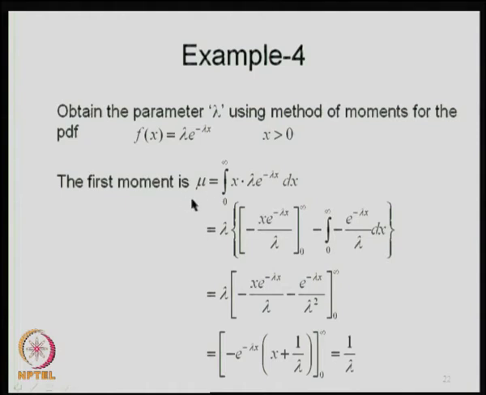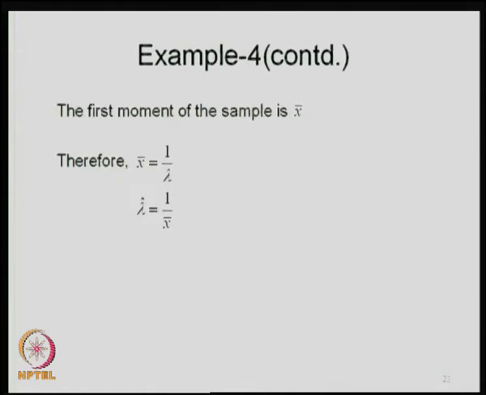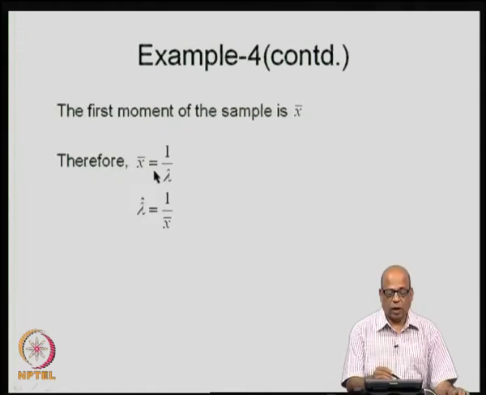Now, what is the sample estimate of mu? Mu is the first moment. So, if you have a sample, how do we estimate mu? From the sample we estimate it by x bar, which is the arithmetic average. So, we write this as x bar is equal to 1 by lambda, and therefore, lambda cap, which is the sample estimate of the parameter lambda, will be equal to 1 by x bar.